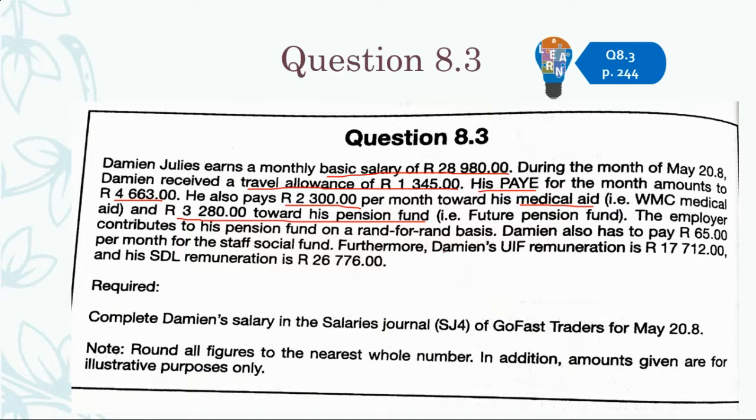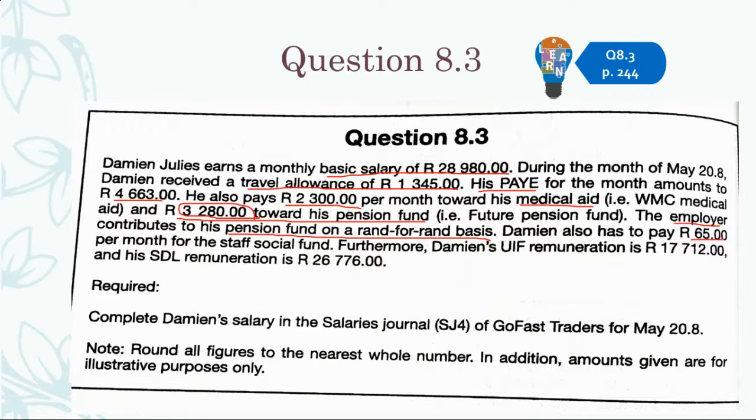So what they do tell you, however, is that the employer contributes to his pension fund on a Rand for Rand basis. So that means the employer matches whatever Damien pays over to his pension fund, which is this 3,280. This is what the employer matched, okay? Because it's on a Rand for Rand basis. So for every Rand he pays over, the employer pays a Rand as well.